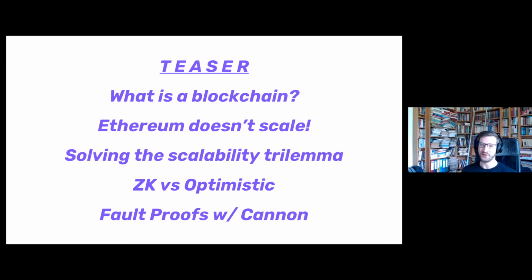So, a small teaser of what we're going to talk about. What's a blockchain? We're going to go there. Ethereum, my favorite blockchain, currently does not scale. How do we fix that with rollups? How do we fix something called the scalability trilemma? You might know that there are two kinds of rollups: zero knowledge rollups or ZK rollups and optimistic rollups. What's the difference? And finally, this is a bit more technical, but how do fault proofs, which is a system that makes optimistic rollups secure, work?